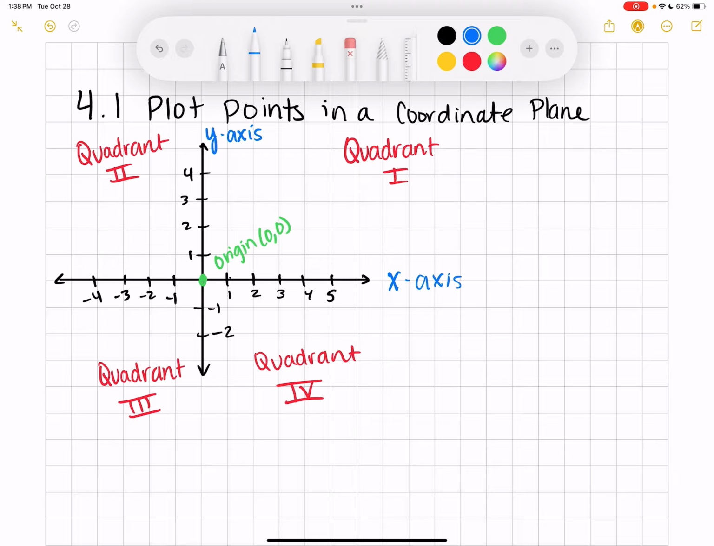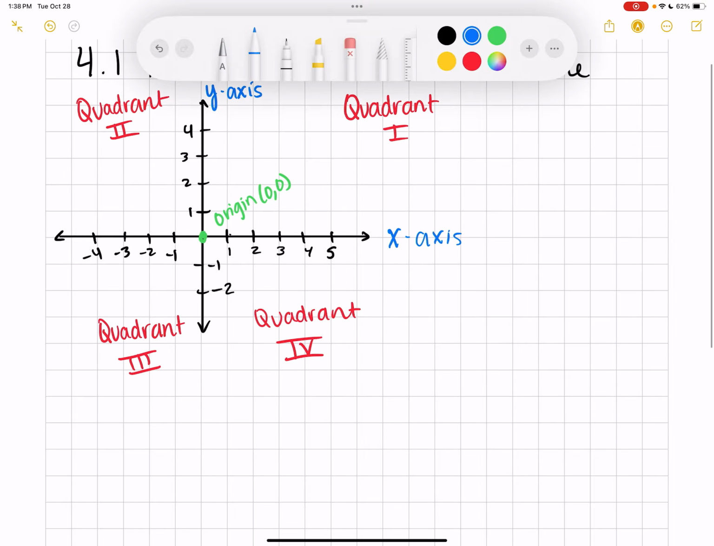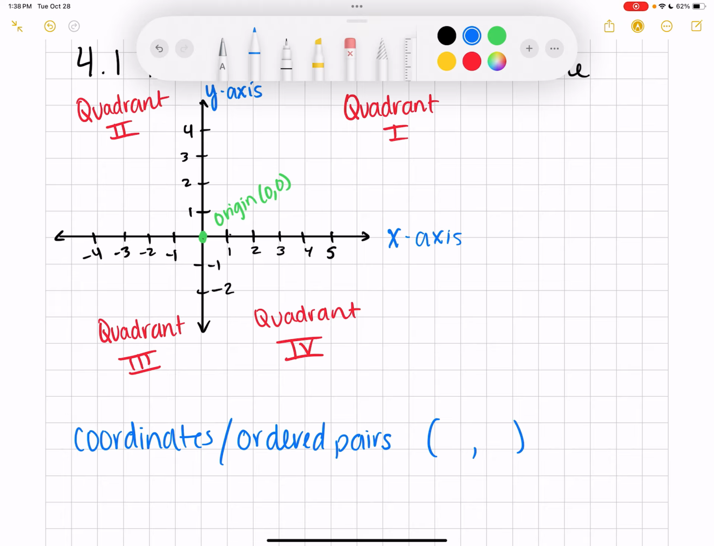Let me do this first. Our coordinates, or what we call them, are ordered pairs. It's a parentheses, and it has 2 numbers in it, and so x goes first and then y. So that tells you where that point is going to be on your graph. So in quadrant 1, both would be positive because up here it's positive on the x, positive on the y.